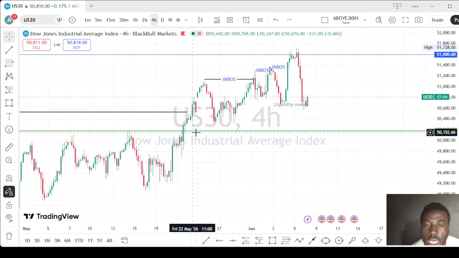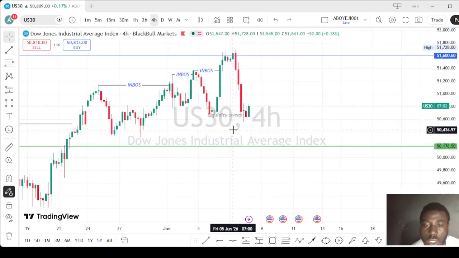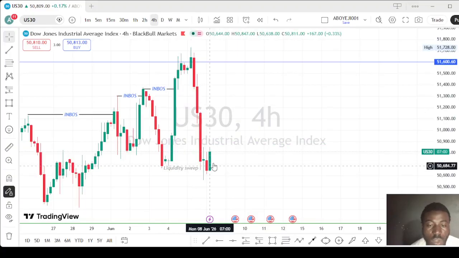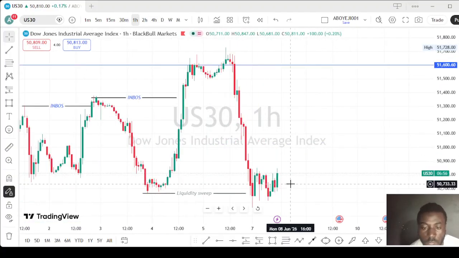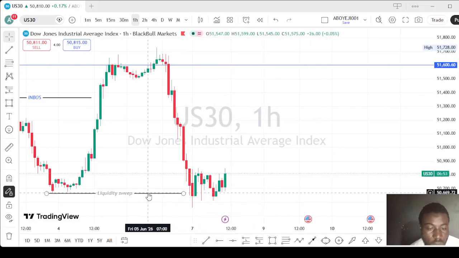So you can see all this one can serve as liquidity. After the market, let's move to the 1 hour time frame and see if we can find an opportunity. This is the 1 hour time frame.